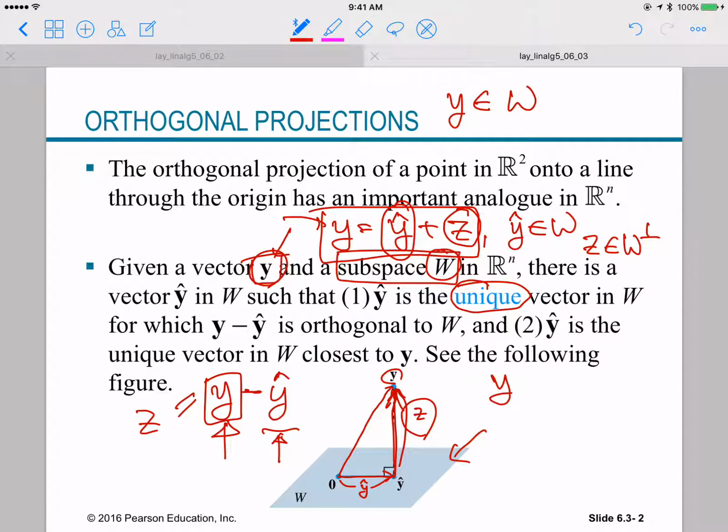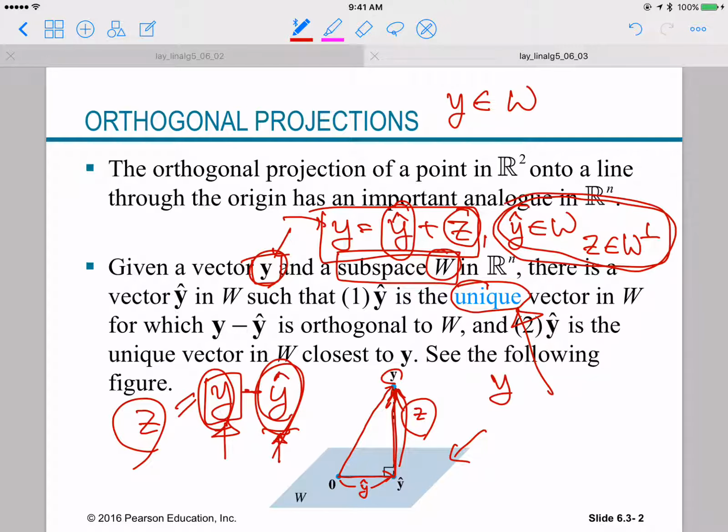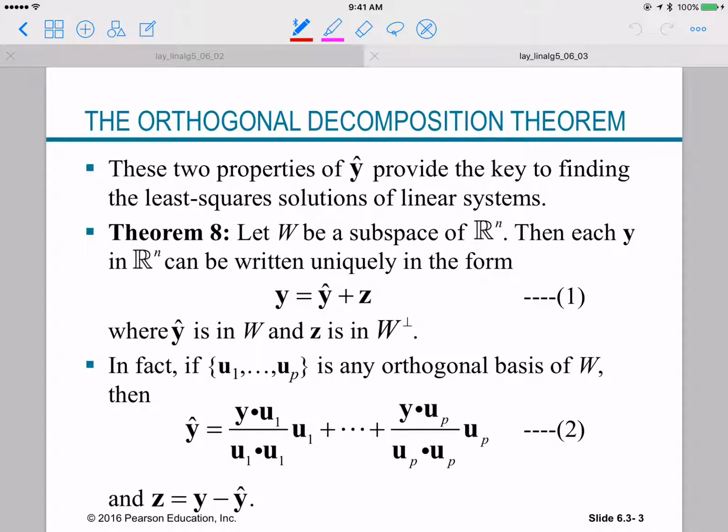Okay, and so there exists only one unique y hat and z vector that satisfies this condition. This will be the main thing that we learned in this chapter.